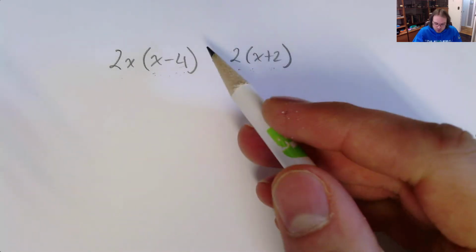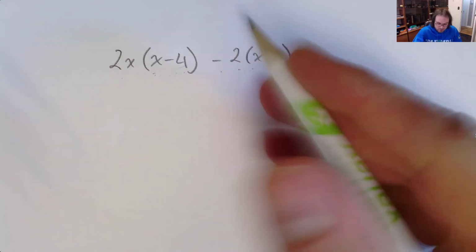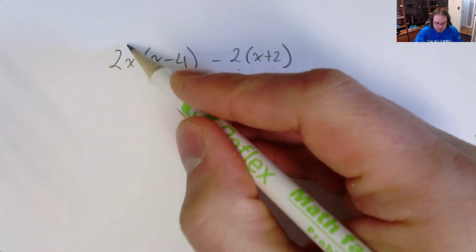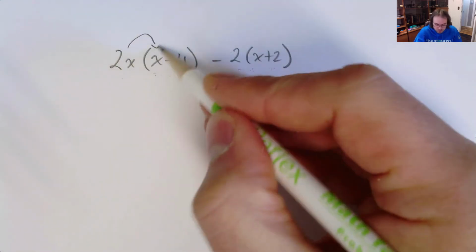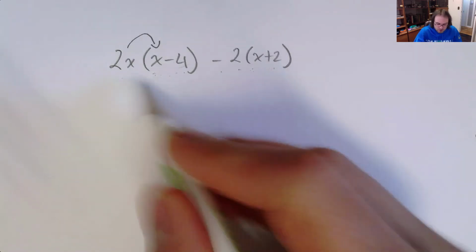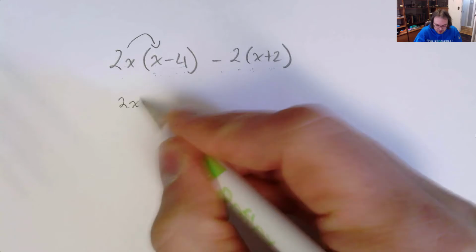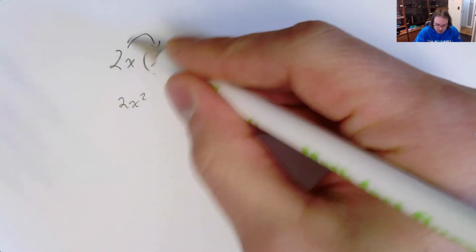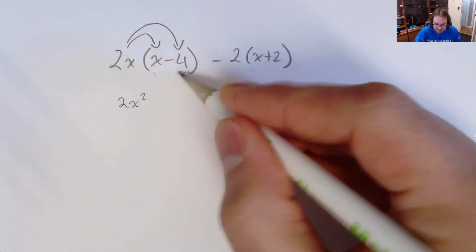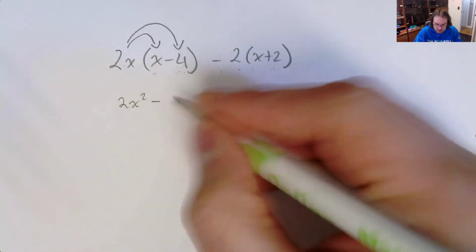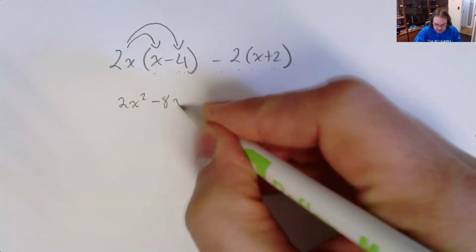So then we're going to go to multiplication or division. So I'm going to look at multiplication here. And if you remember, we must follow the distributive property. So I'm going to use this one first. So we're going to go 2x multiplied by x gives me 2x squared. Then I have to go 2x multiplied by negative 4 will give me negative 8x.